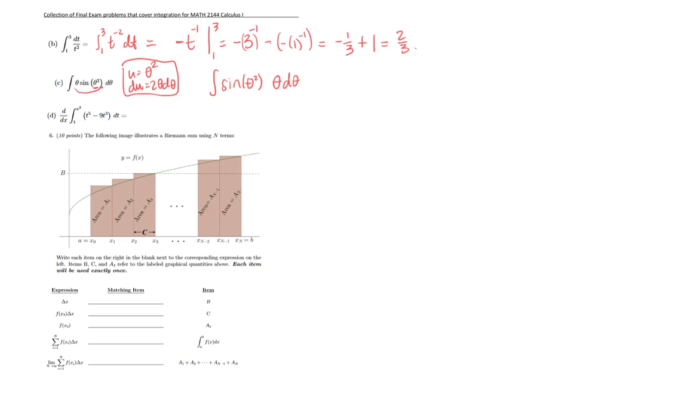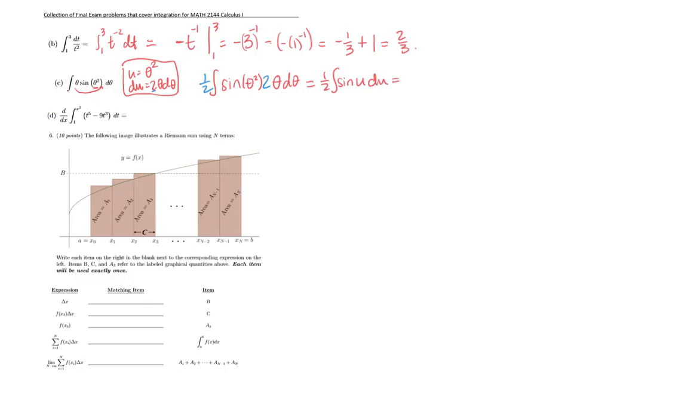Then I need a 2 to show up, so I'll multiply a 2 in here and a 1/2 out here so that my du is showing up. Now I'm ready to do the substitution. I'll have 1/2 integral of sine of u, which is theta squared, and then 2 theta d theta, that's my du.